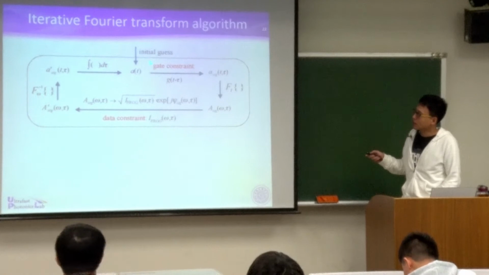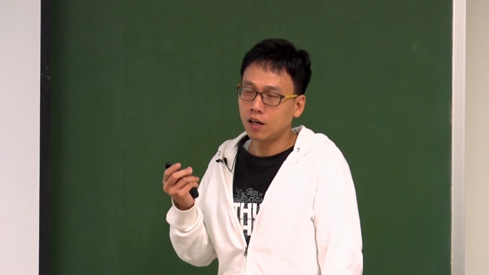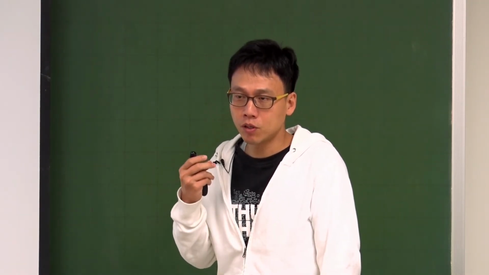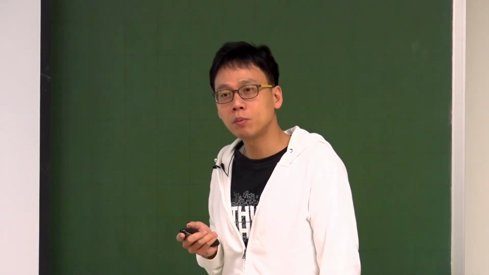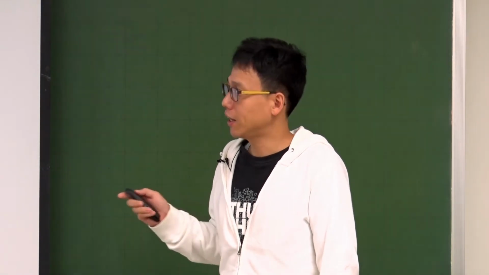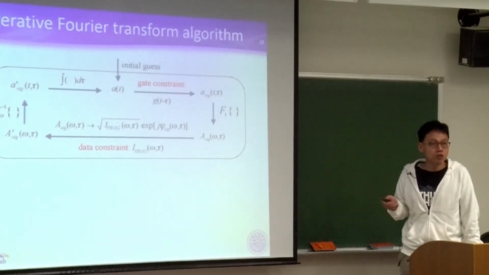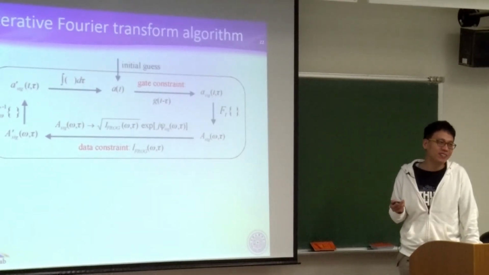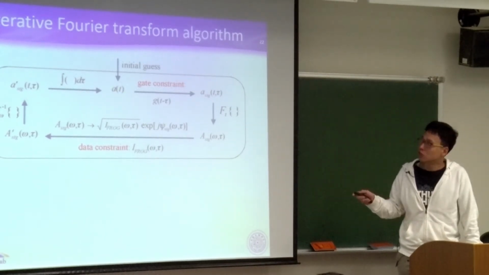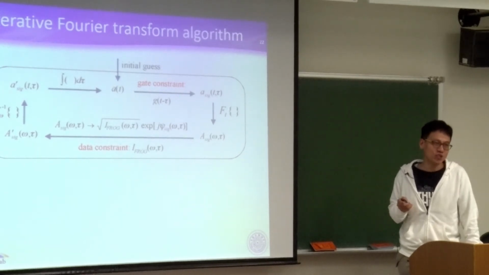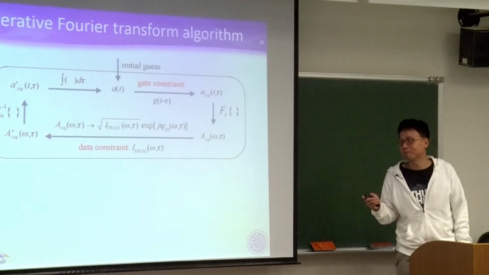Then you can use the gate constraint. What is gate constraint? It depends on your setup. For example, if you perform SHG Frog, then the gate pulse is equal to the signal pulse, G equals A. Okay? Then, if you have A, you must be able to determine G uniquely, right? Of course, initially, the random guess of A of t is wrong, so you will get a wrong gate G as well. But it doesn't matter, it's just step 1 only, the first loop only, right?